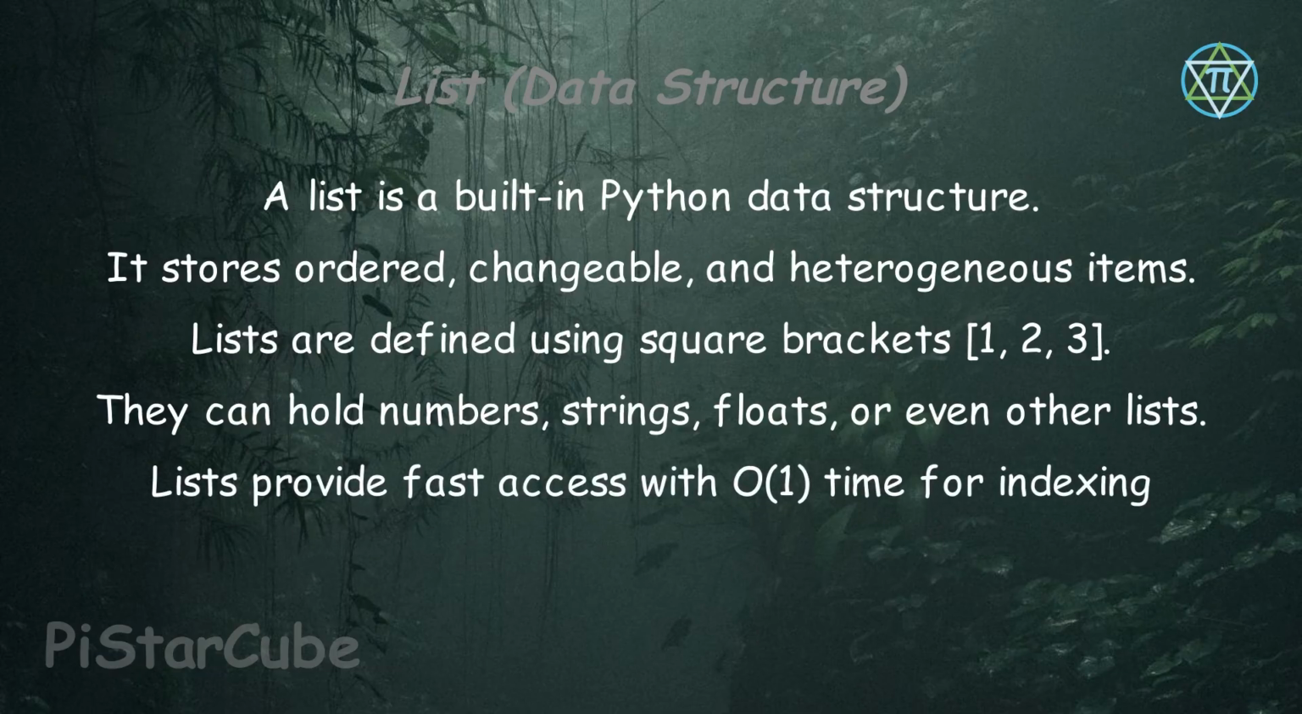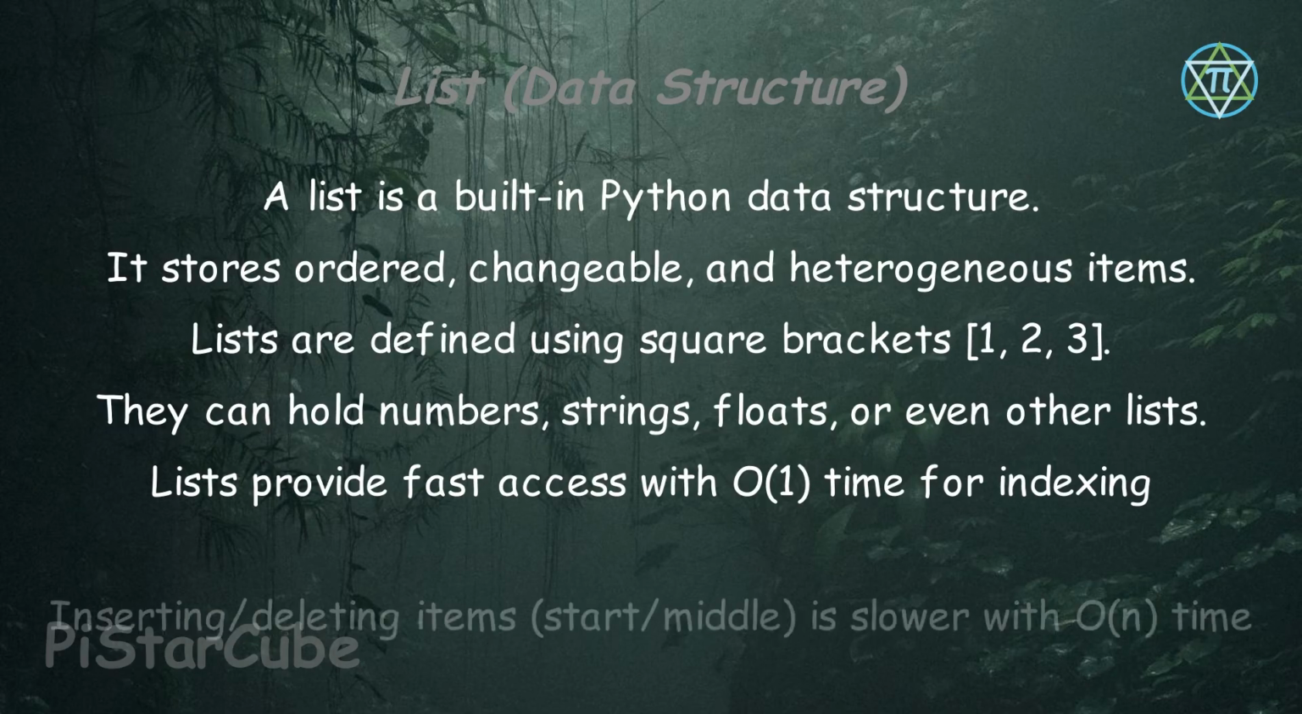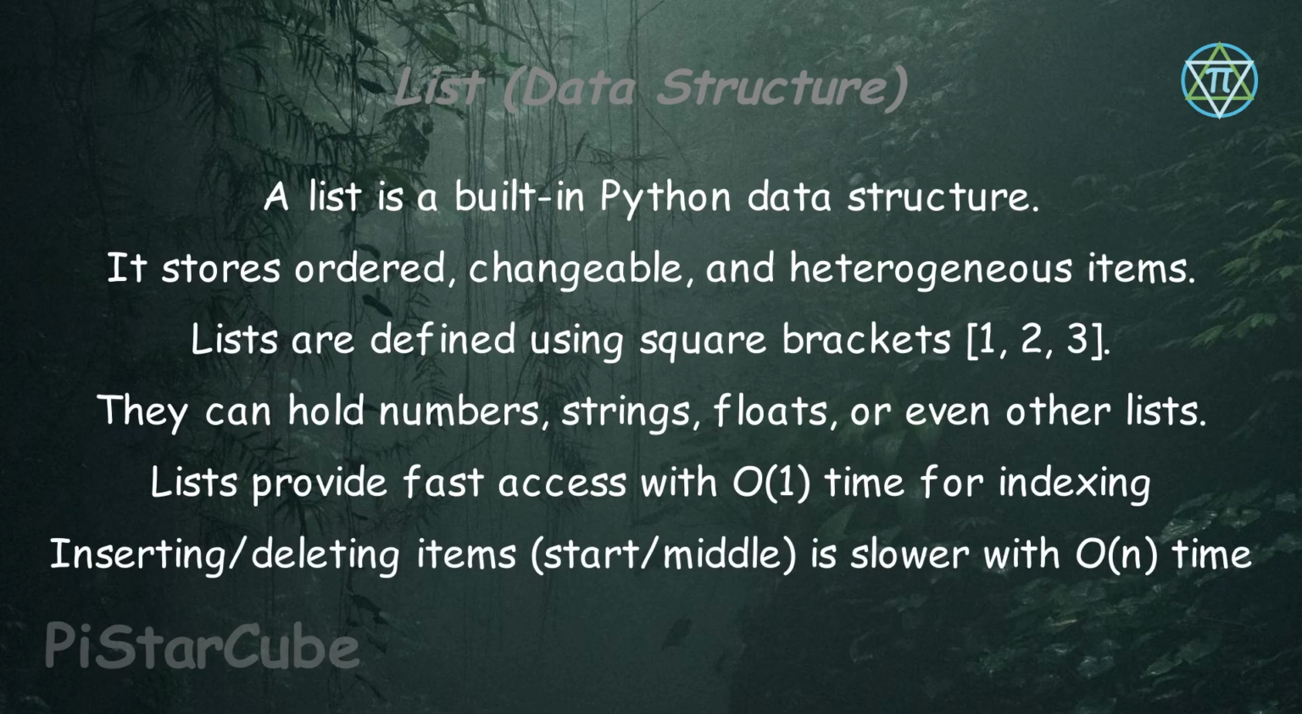Accessing an item by index is very fast, taking constant time, O(1). But inserting or deleting items, especially in the middle or beginning, is slower, around O(n) time. Now that we understand the basics, let's dive into some commonly used functions and operations on Python lists.